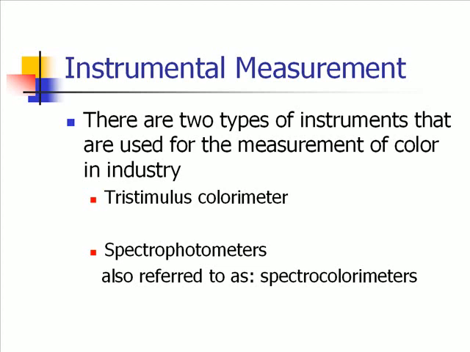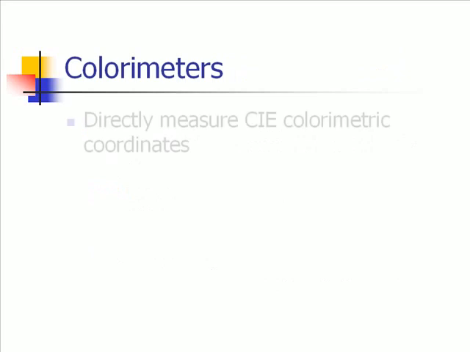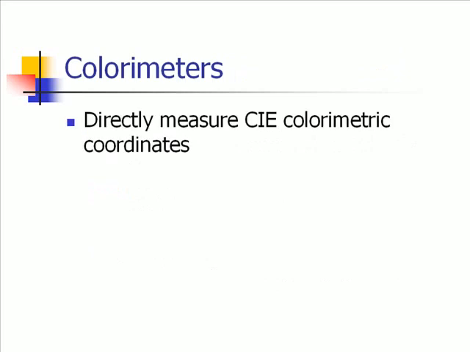Colorimeters directly measure CIE colorimetric coordinates. So you get numbers out of it, basically, and that's all you get. And there are only certain numbers you get. It uses 3 filters along with a single light source, and it looks pretty much like this.